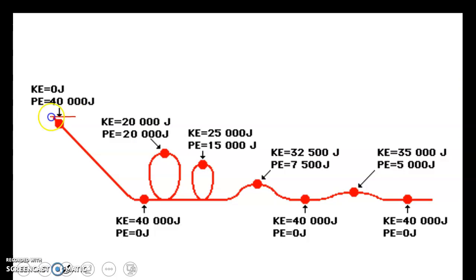Here's a roller coaster. Potential energy is at 40 at the top. At the very bottom, there's no potential. It's all turned into kinetic. And then we look at the loops that are involved. One loop has 20 and 20. One loop has 25 and 15.